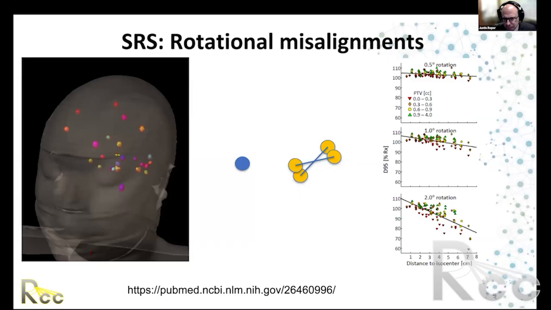We did a study a while back at my institution looking at how the amount of rotation and the distance to the point of rotation can affect target coverage. And what we can see is that even at 1 degree rotation, we can really start seeing drops in target coverage. And at 2 degrees, target coverage can really be substantially compromised, in particular for targets that are spread across the brain.